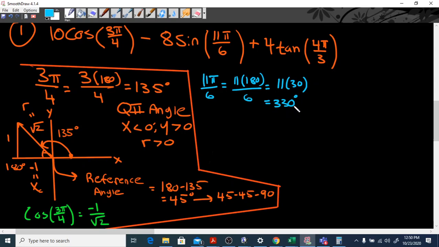Okay? Let's think about what quadrant that's in. Okay? 330 is bigger than 270, less than 360. So this is going to be a quadrant 4 angle. In quadrant 4, x is positive, y is negative, and of course r is always positive no matter what. Okay? So now we can sketch our angle.